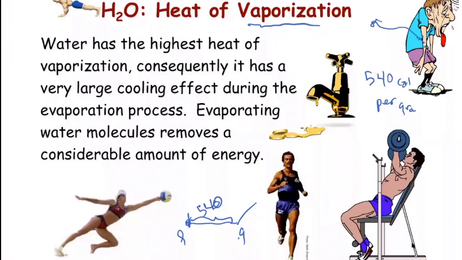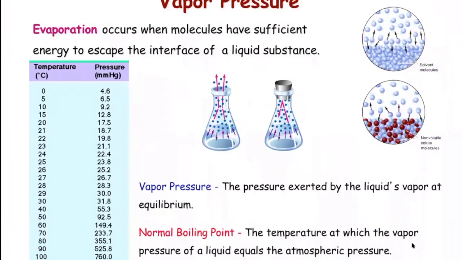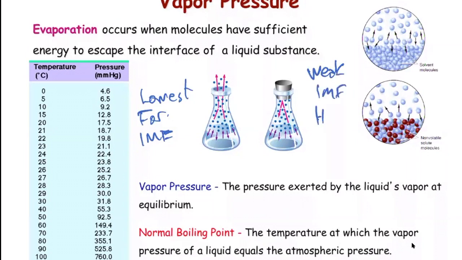And then vapor pressure. Vapor pressure is interesting because vapor pressure is the lowest for strong intermolecular forces. It's just opposite the other. And let me try and explain that, okay? When you have weak intermolecular forces, you have the highest vapor pressure. When you have strong intermolecular force, you have the lowest vapor pressure. And let me try and explain that.